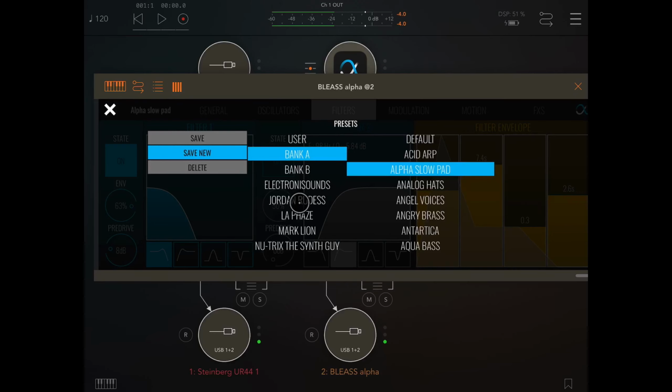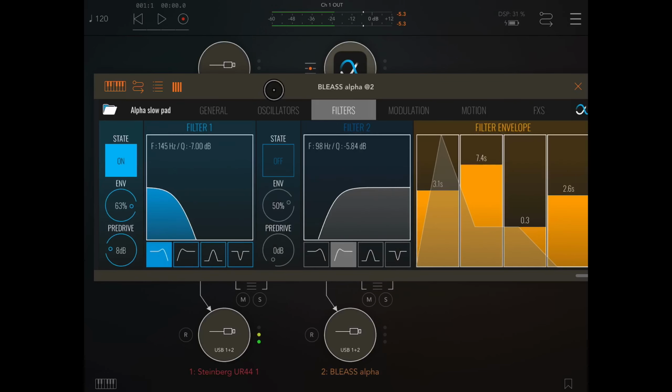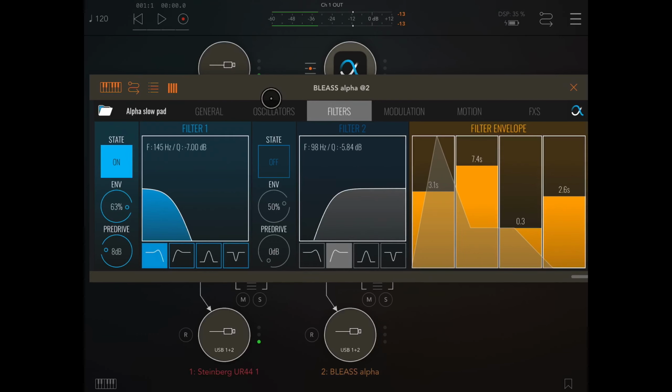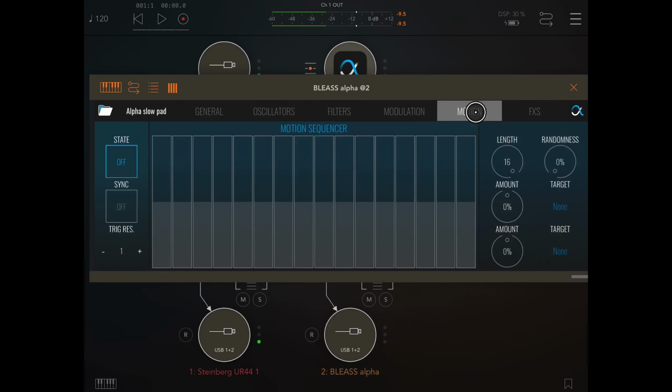But there's so many great patches. So many great sound designers contributed as well, you know, Gene, Electronic Sounds, Jordan Rudess, Nucleus, the synth guy. So, you know, BLEASS is very cool. Lots of people have bought it now, I guess. The motion sequencer is just epic.